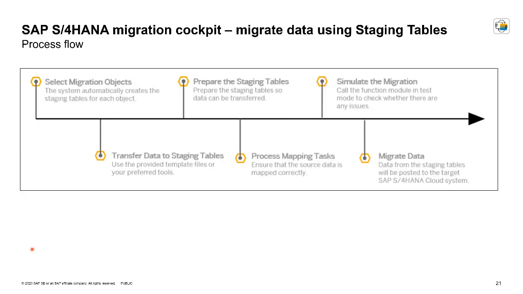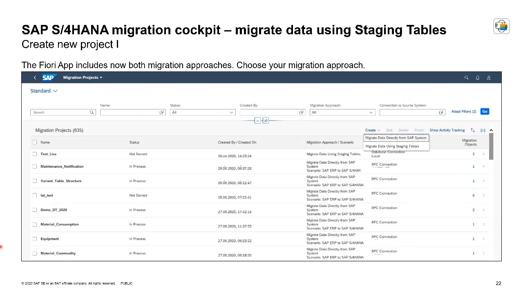Okay, these are again the different steps in the migration cockpit. You select the data, you transfer your data into the staging tables, even with an ETL tool or the template files. Then there's the step Prepare Staging Table, which is a technical step that is needed. Then you process your mapping tasks for your needs, and after the simulation, you can migrate your data. This is something Martina will show you in a few minutes in the system, so I just jump over this.